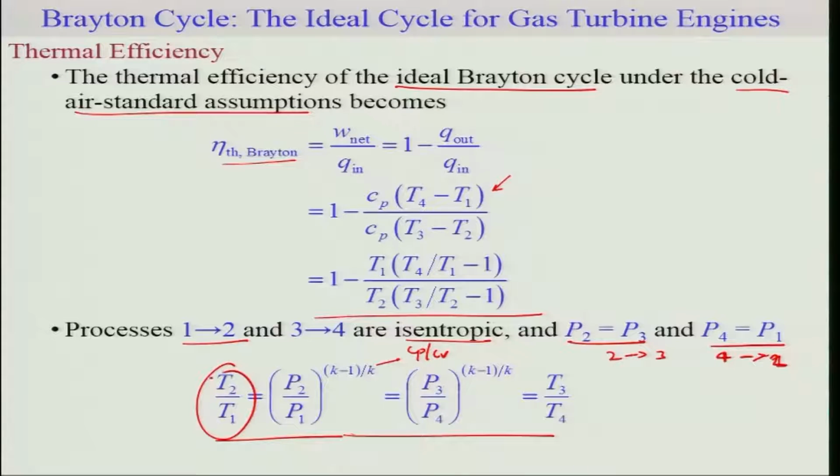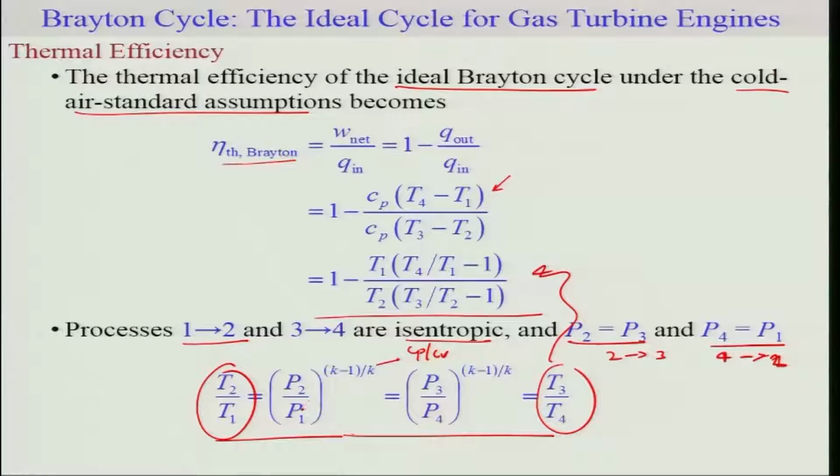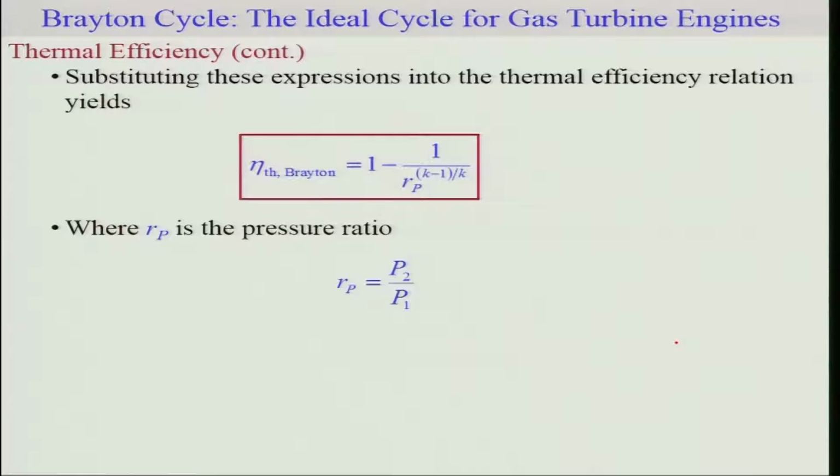Now this particular expression can be replaced in this efficiency in order to obtain the expression in terms of ratios of the pressures. What we have done here is that T1 by T2 is replaced by the ratio, and T3 by T4 is also replaced by the ratio in terms of the pressures. Considering that P2 by P3 is the same as P4 by P1, we can easily express this in terms of ratios of the pressures.